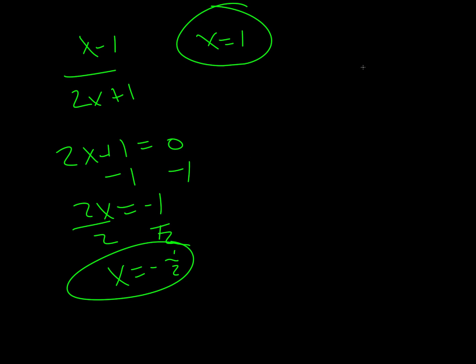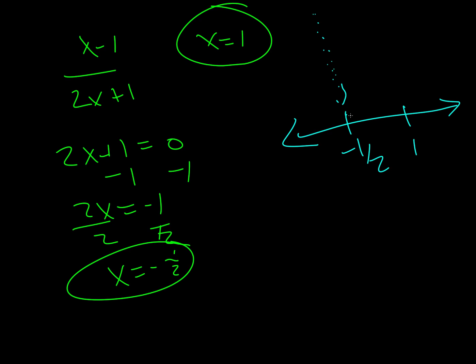And so the way that this shows up on a sign diagram is we have 1, which is a root, and then we have -1/2, which is an asymptote. So you just kind of draw it like that.